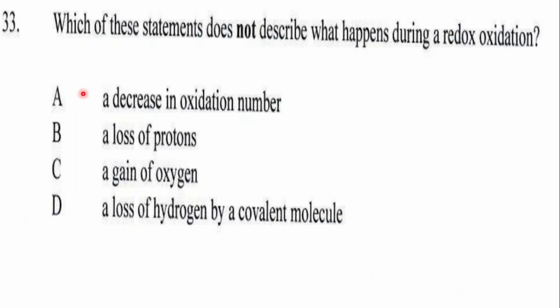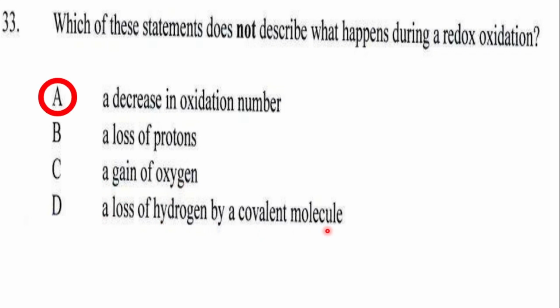Let's move on to question number 33, and it says, which of these statements does not describe what happens during a redox reaction? So the keyword here is not, because it's in bold. Is it A, a decrease in oxidation number, B, a loss of protons, C, a gain of oxygen, or D, a loss of hydrogen by a covalent molecule? So again, A, a decrease in oxidation number, B, a loss of protons, C, a gain of oxygen, or D, a loss of hydrogen by a covalent molecule.